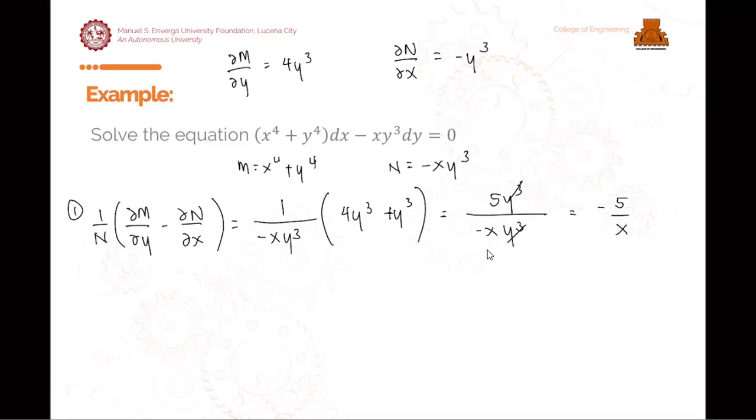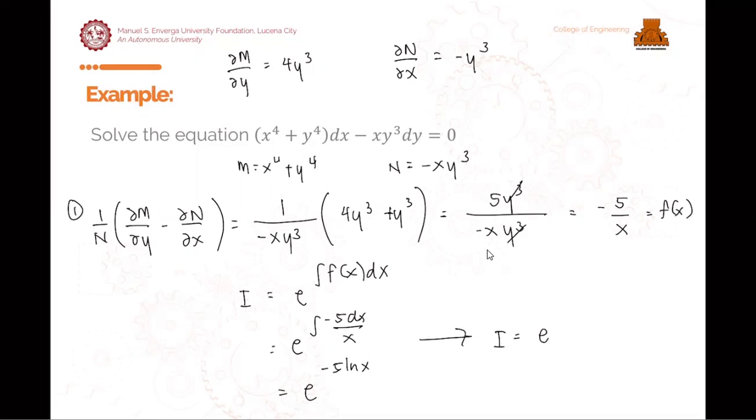So, dito natin, ito na yung integrating factor na gagamitin natin. So, we get yung I natin will be e raised to f of x dx. Okay? We have e raised to the integral of negative 5 dx over x, or e raised to negative 5 ln x. Yung integrating factor natin will be e raised to ln x negative 5, or I is equal to x negative 5, or 1 over x to the fifth. Okay?